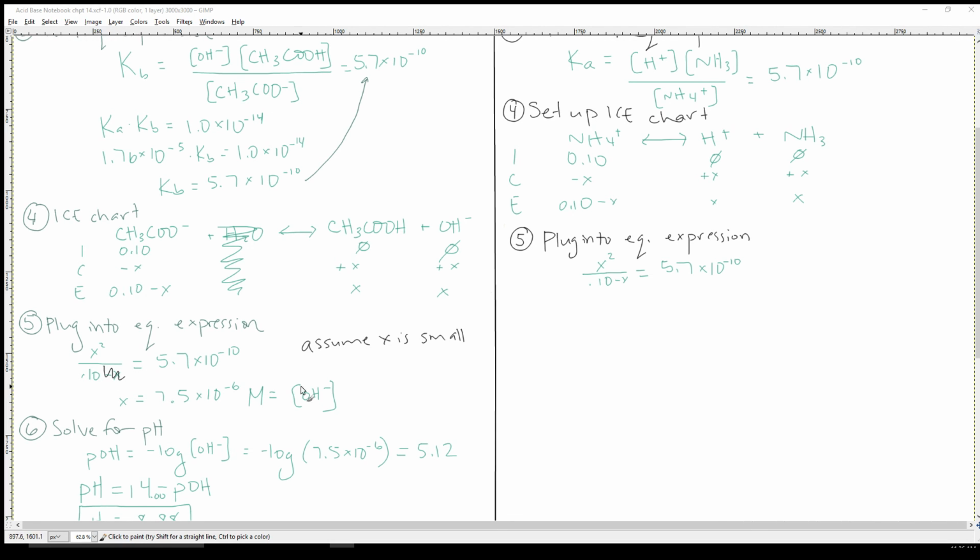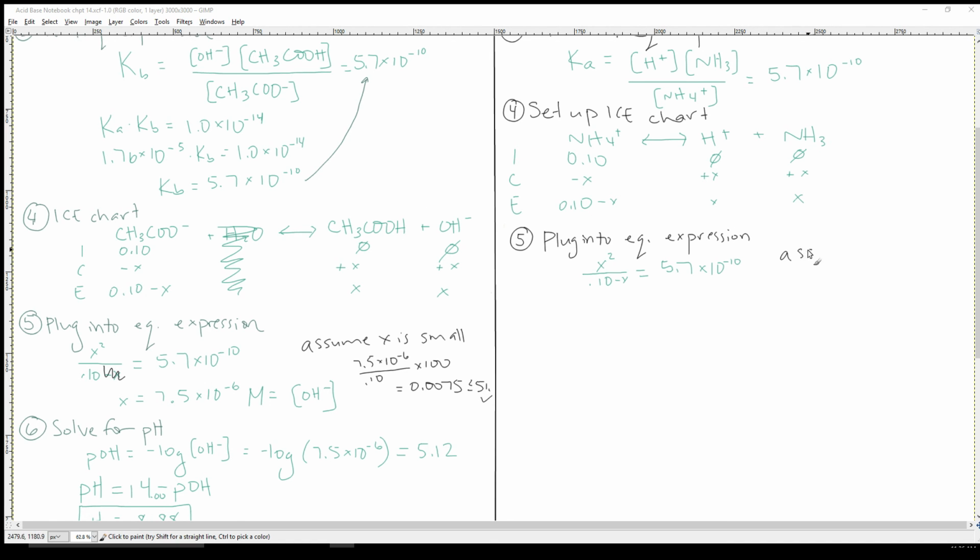That went away, but I have to prove that that's okay, so I need to show that 7.5 times 10 to the negative 6 over what it's being compared to times 100 is less than or equal to 5%. So let's see what that came out to. 7.5 times 10 to the negative 6 divided by 0.1 times 100 equals a very small number. So we're good to go. 0.0075 is less than 5%, so we're okay. So let's not forget that step this time around.